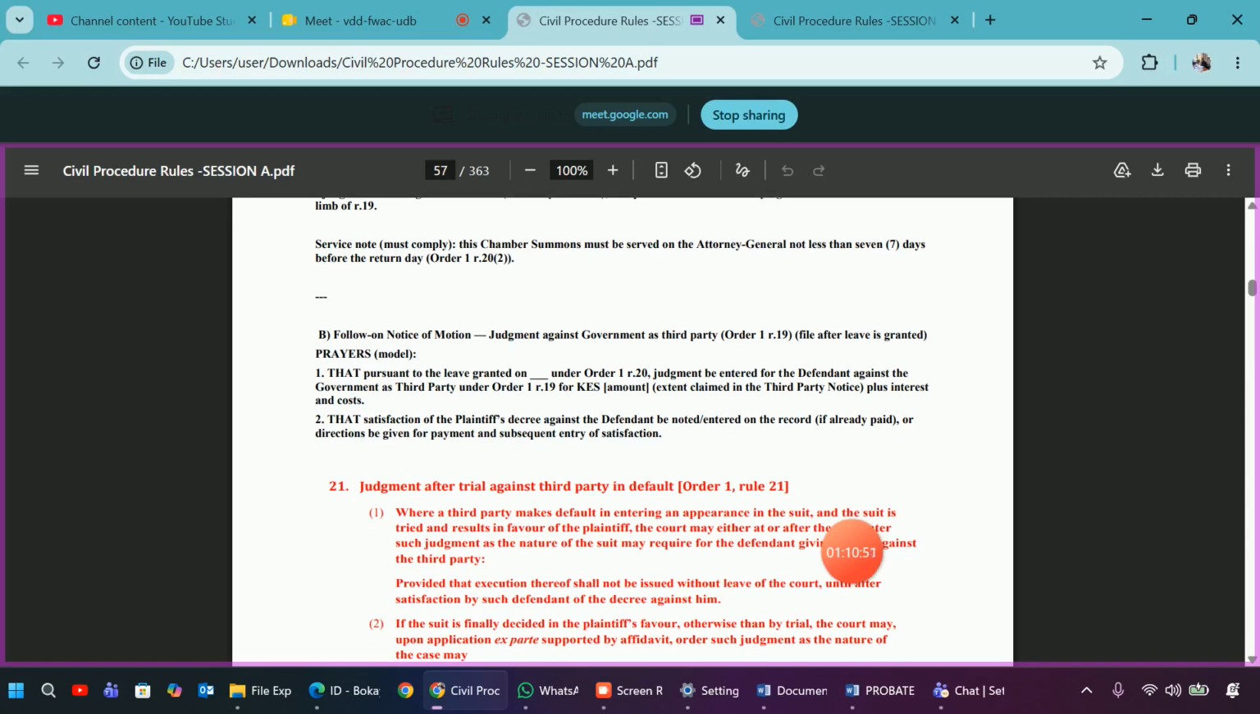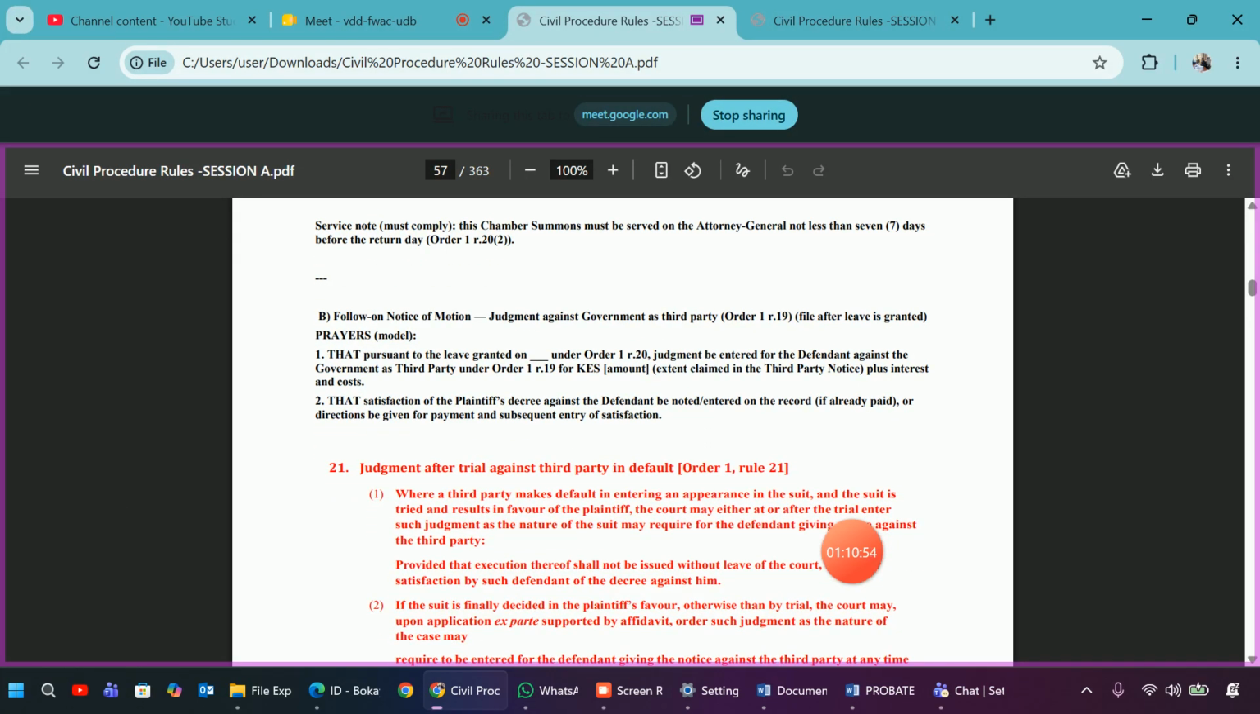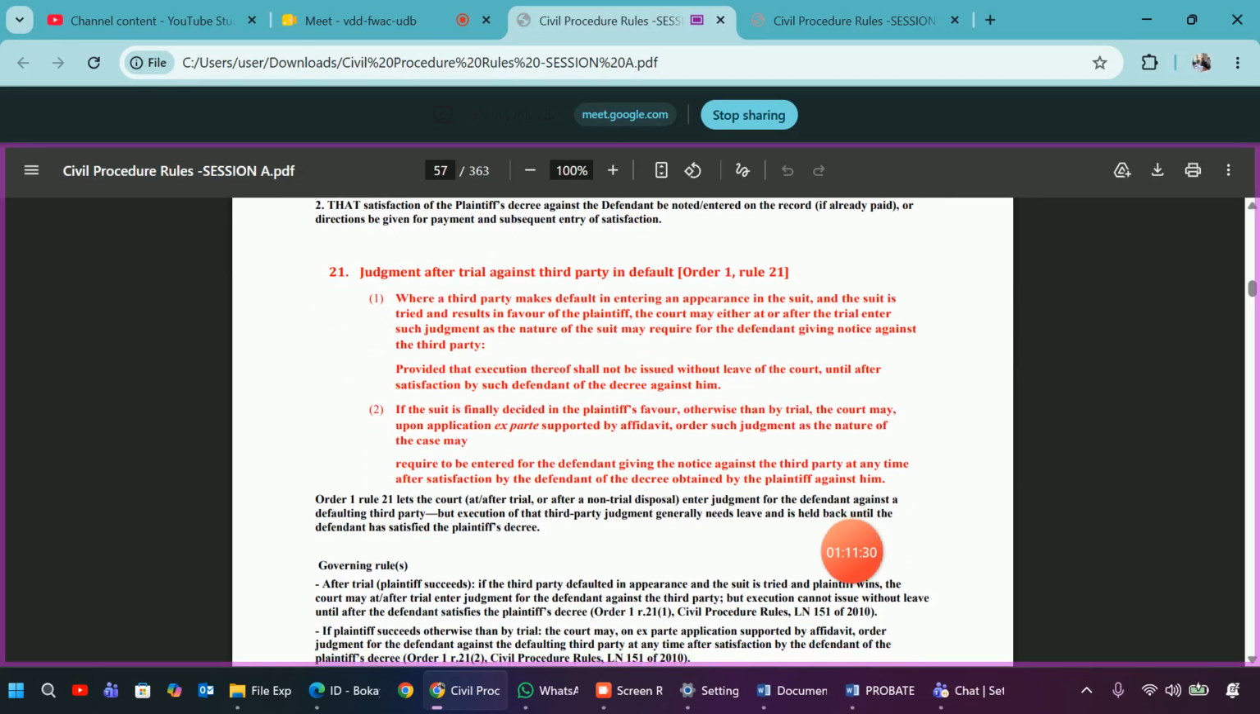So follow up on notice of motion where judgment against government as third party is filed after leave is granted, pursuant to the leave granted on this date. Now let's say you have been granted leave pursuant to the chamber summons application above. Now you want to do a notice of motion seeking judgment against the government. So you will move the court pursuant to Order 1, Rule 19, where you say that pursuant to the leave granted on this date, judgment be entered for the defendant against the government as third party under Order 1, Rule 19, plus interest on maybe the terms that you want to be settled.